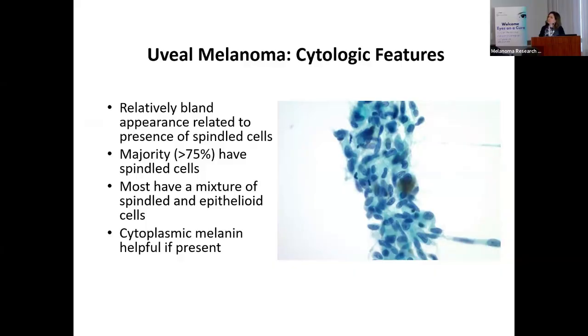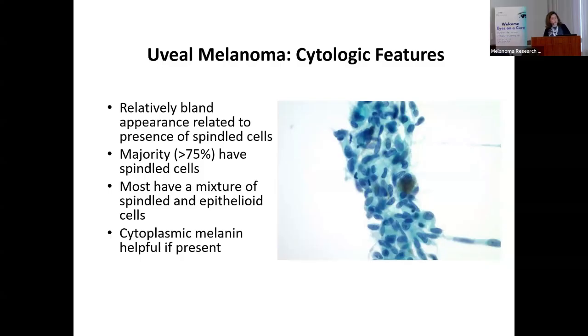What does uveal melanoma usually look like? It's usually bland looking. So if you take a melanoma from the skin, you know right away it's malignant. They look very atypical, very bad. You know, this is a bad tumor. In the eye, melanomas look different than they do in the skin. In the eye, we call them bland. They can wreak havoc, that's for sure, but they don't have the same atypia that they do in skin melanoma.